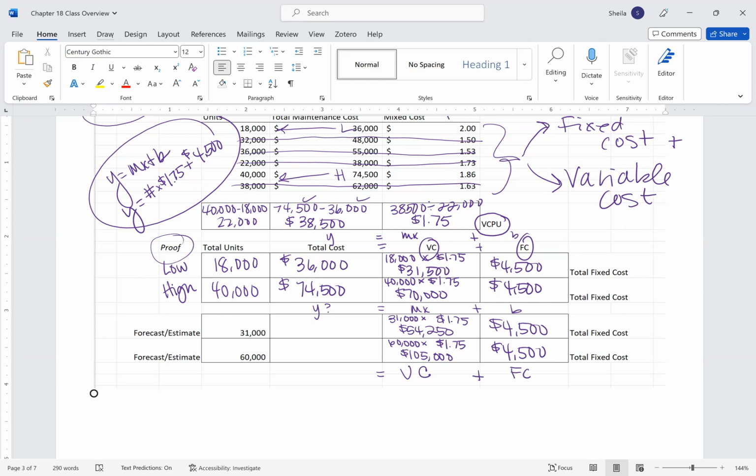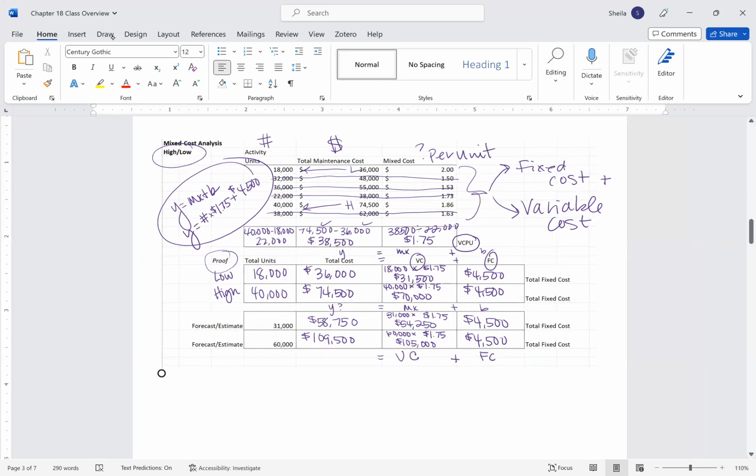Now I can forecast or make an estimate about what my total cost should be. So at 31,000 units of activity, my total costs are estimated to be 58,750, and at 60,000, 109,500. So two benefits of the model. The last thing I want to encourage you to look at is, if I'm turning this into my boss, what's something that I should take into consideration? 31,000 compared to this range. So remember my range, highest to lowest. Low was 18,000 to high of 40,000.